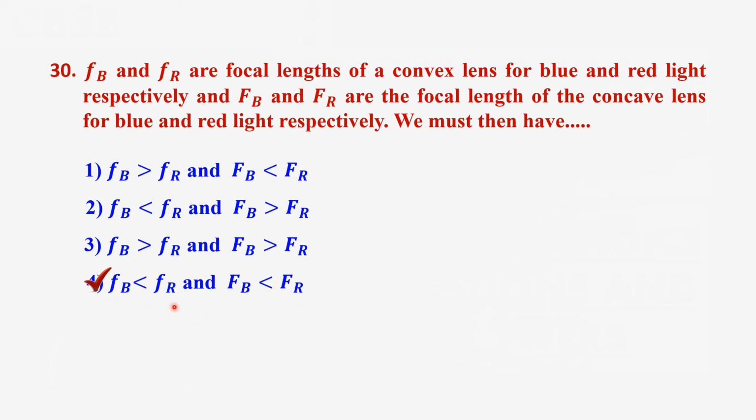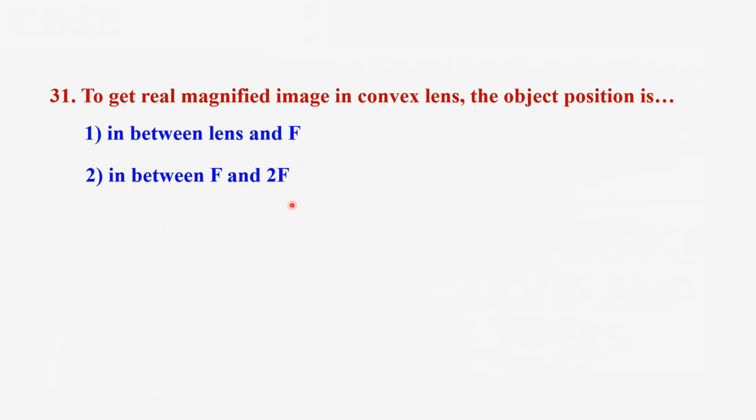Okay, so the fourth option is correct. Next, to get a real magnified image in a convex lens, the object position is in between the lens and focus, in between f and 2f, at f, or beyond 2f. So to get the real and magnified image in a convex lens, the object position is between f and 2f.